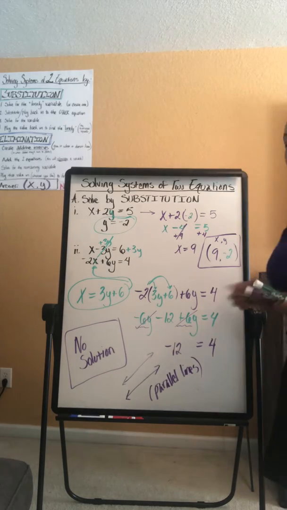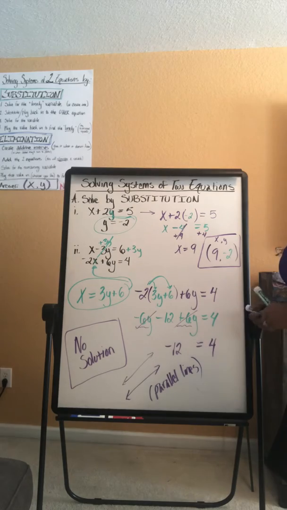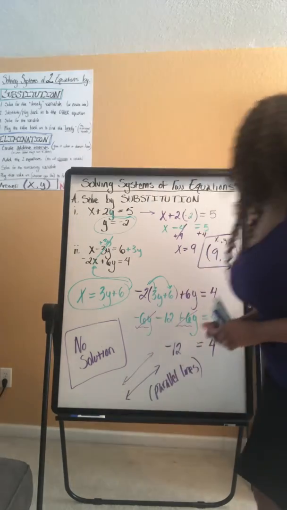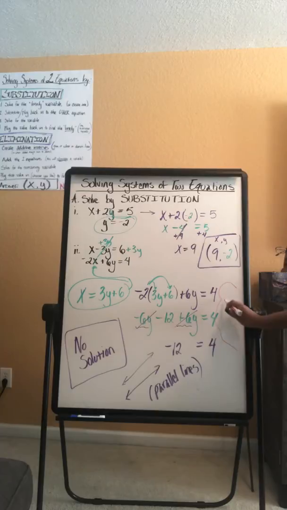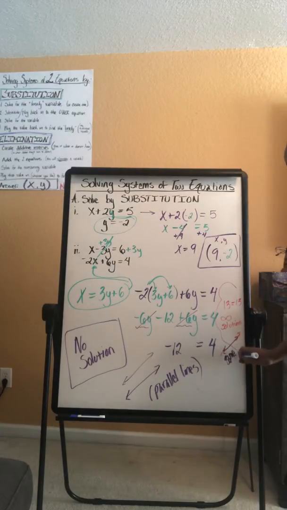Just FYI, you could have an infinite solution. I could have worked it out and ended up with something like, I don't know, 13 equals 13, which is true all the time. So that would not be no solution. That one would be infinite solutions, and that happens when they are the exact same line. So if you worked it out and ended up with something that is true, then your answer would be infinite solutions, and that's when you just have two different equations for the same line.